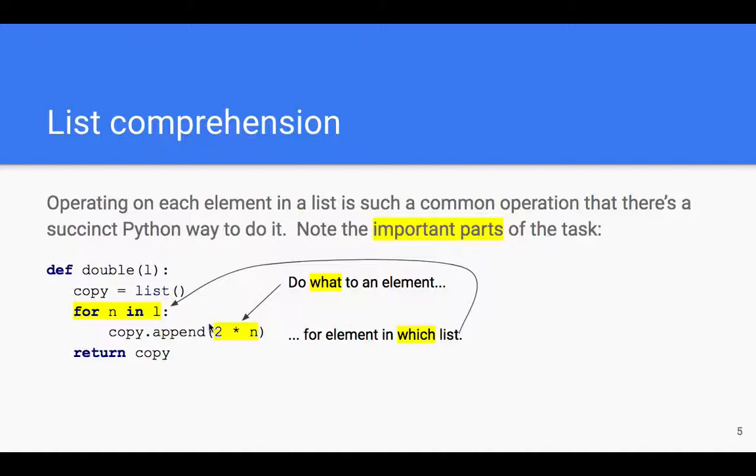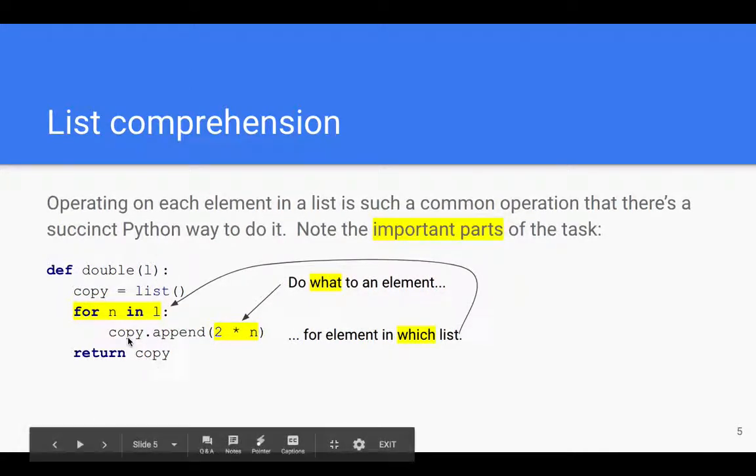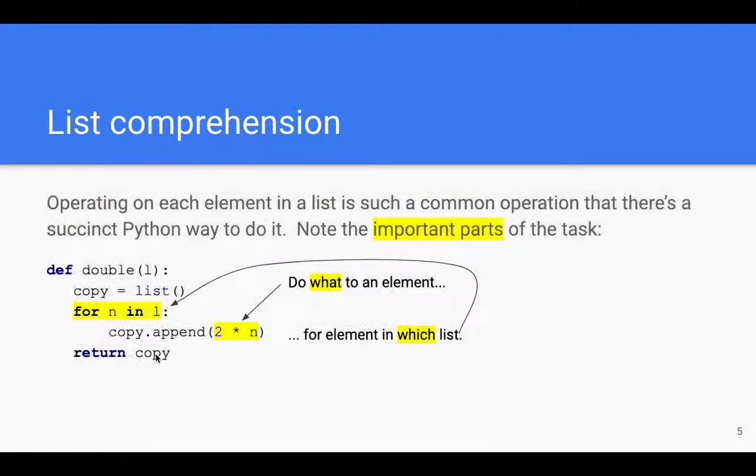Those are really the important parts of this whole operation. The rest is just creating a new list, putting the result in the new list, and returning the new list. That's what I would call boilerplate code that you basically have to do regardless of whether you're writing a double function, triple function, or some other function. But the important parts are these two: what are we going through, and what are we doing with each element as we go through the sequence?